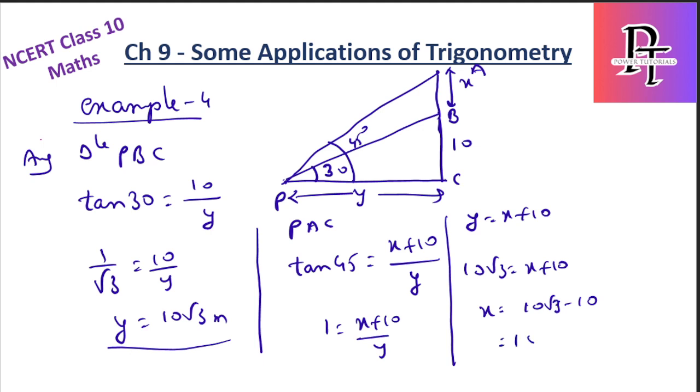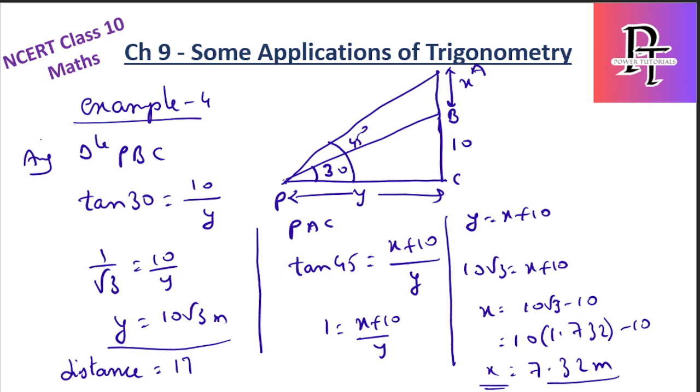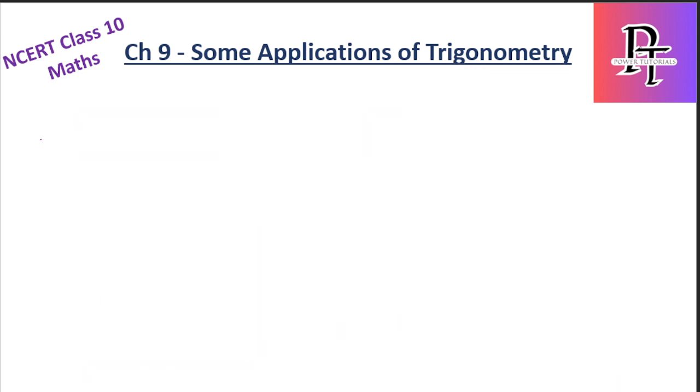Root 3 is 1.732. So it is 10 into 1.732 minus 10. So 17.32 minus 10, so it becomes 7.32 meters. That is, the height of the flagstaff is equal to 7.32 meters. The distance between P and C is 10 root 3 meters. Let's write it again here. Distance is equal to 10 into 1.732, which will become 17.32 meters. The height of the flagstaff is equal to 7.32 meters. If you understood what example 4 question is, let's see example 5 question.